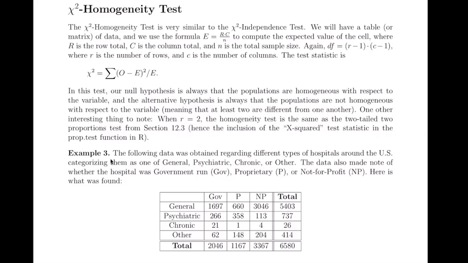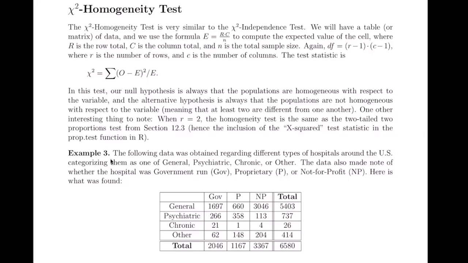So this chi-squared homogeneity test is going to be very similar to the chi-squared dependence test. In fact, all the formulas are identical. The expected value is the row total times the column total divided by the sample size. The degrees of freedom is the number of rows minus 1 times the number of columns minus 1. The chi-squared test statistic is exactly the same. You're going to store your data as a matrix. And the way that the hypothesis test is going to run is that the null hypothesis is always that the populations are homogeneous. The alternative hypothesis is that they're not homogeneous, meaning at least two are different.